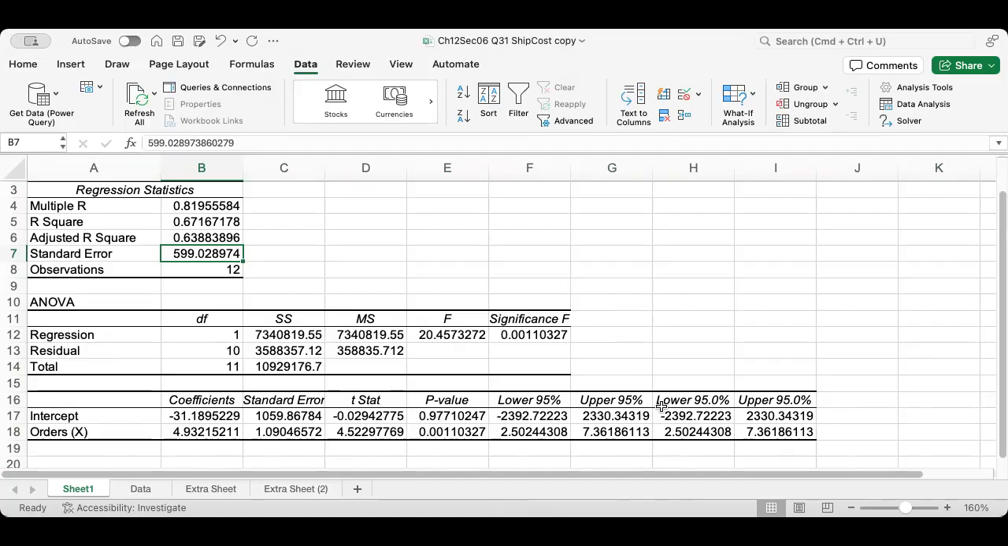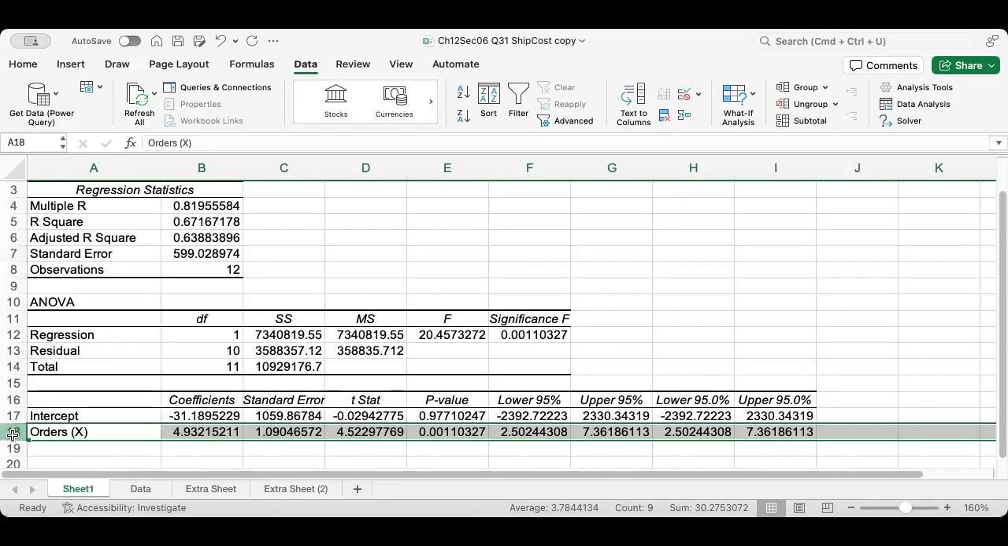Let's take a look at the confidence interval for our X value. That's down here in the bottom row, all the way on the right. The last two numbers on the right are the lower 95%, upper 95%. Those are the edges of my confidence interval. So I am 95% sure that the slope, because that would be the coefficient for the x, should be between 2.5 and 7.36.